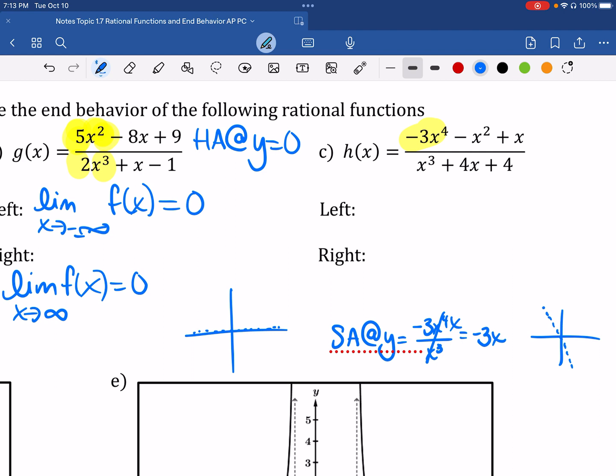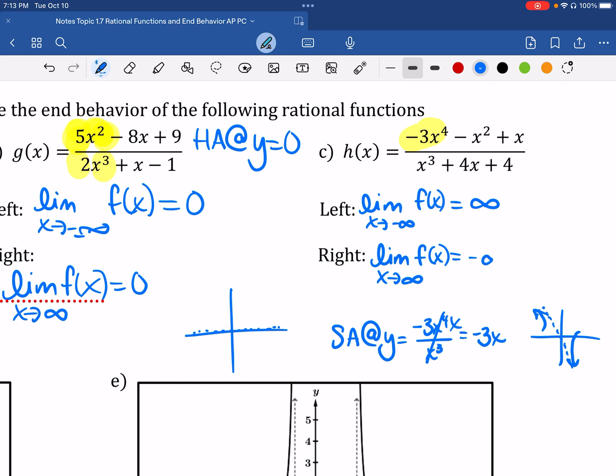And what's happening in the middle is kind of hard for you to see, but what you do know is that as x gets really big or really small, the function is approaching positive or negative infinity.